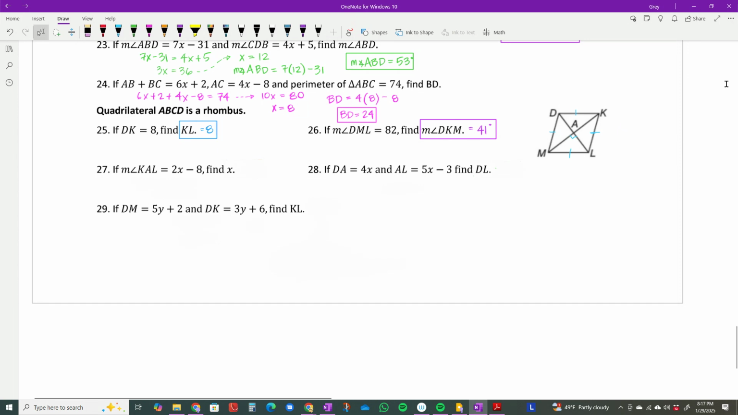Measure of angle KAL is 2x minus 8. Find x. Well, we already marked that in our diagram, and we know that 2x minus 8 is 90. 2x equals 98, so that means x equals 49.